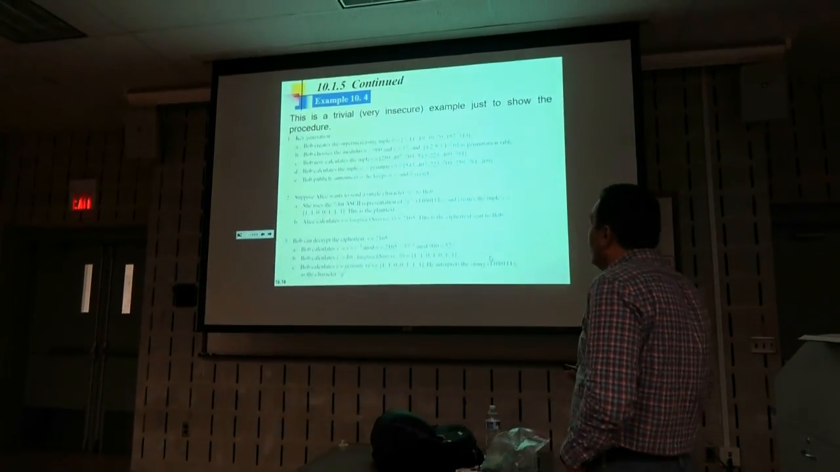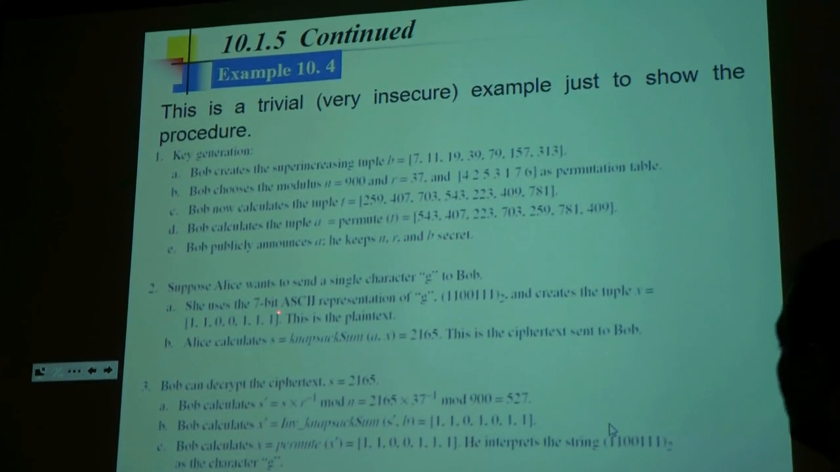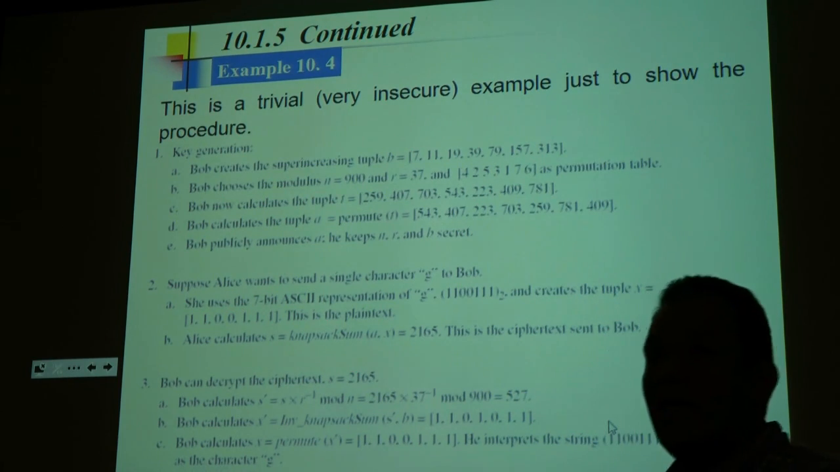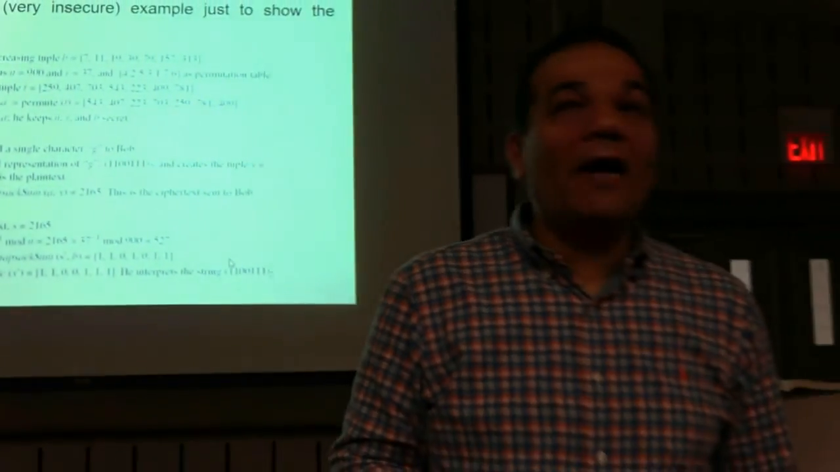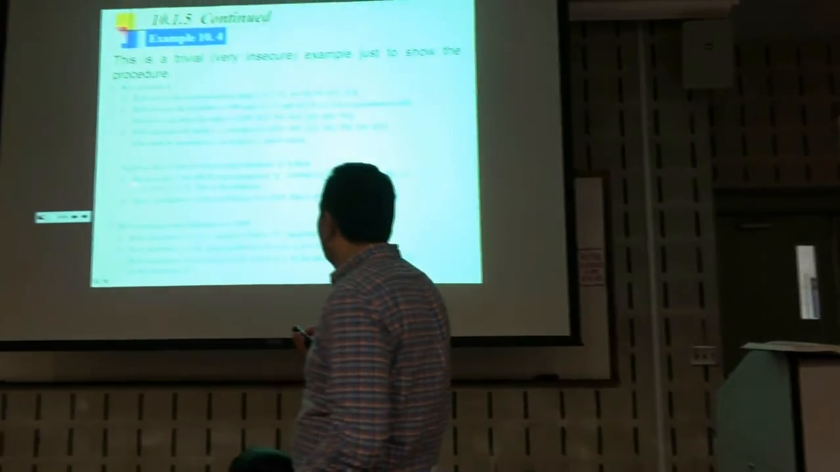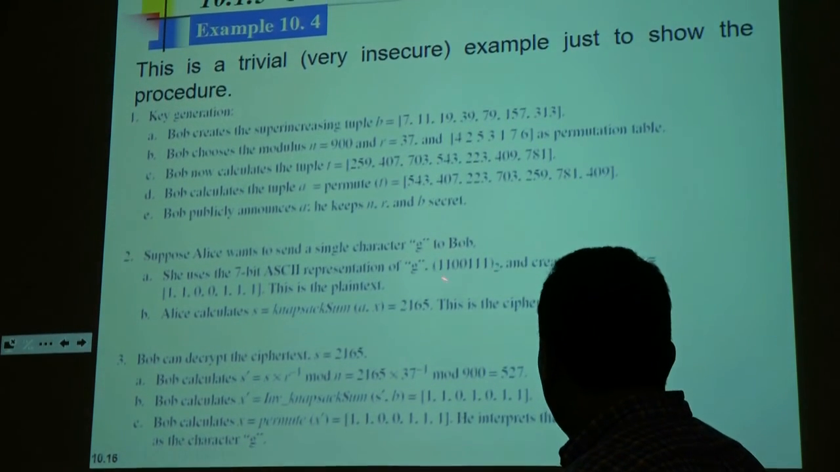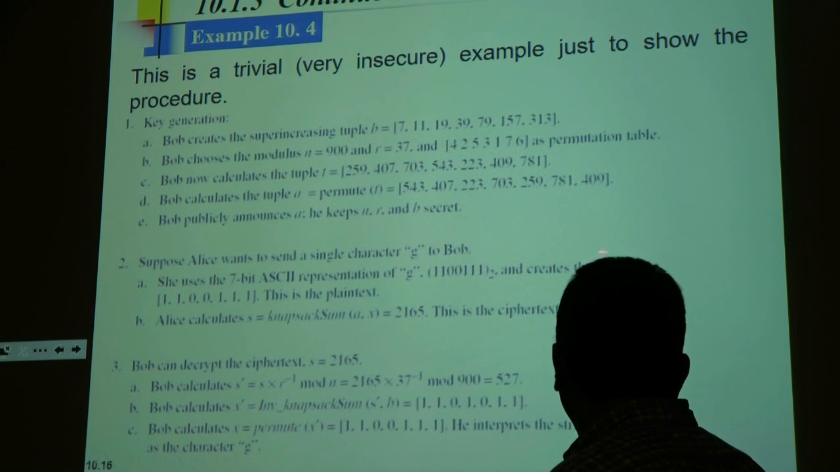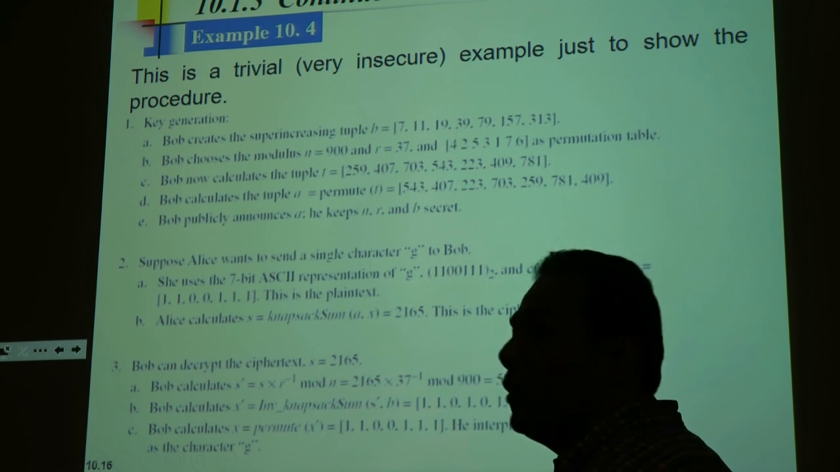Alright? Then after that, what you're gonna do? This is for key generation. Now, suppose Alice wants to send a single character G. We said in asymmetric what we are transmitting? Digits. So I have to convert G to a digit. She uses the 7-bit ASCII representation of G, which is this one, in binary, and creates the tuple X. So what is the data we're gonna send? 11001111. This is the X.